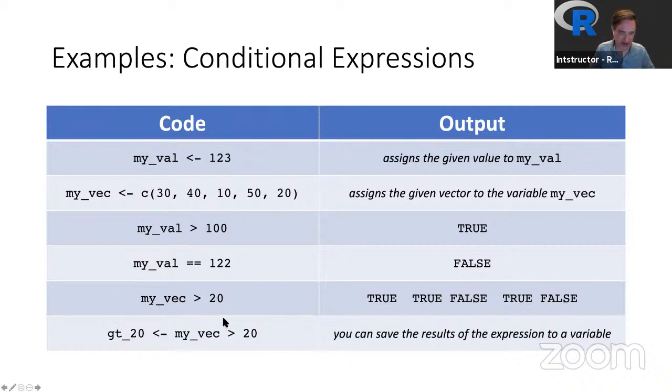Oftentimes, you want to save the results of the conditional expression. So you can just take an expression like this and assign it to a new variable, variable greater than 20. It will give back, in this case, this vector: true, true, false, true, false. Really important: it's not giving us back the items in the vector that are greater than 20. That would be a different thing that we'll take a look at. It gives back the answer to this particular question asked on each element in the vector.